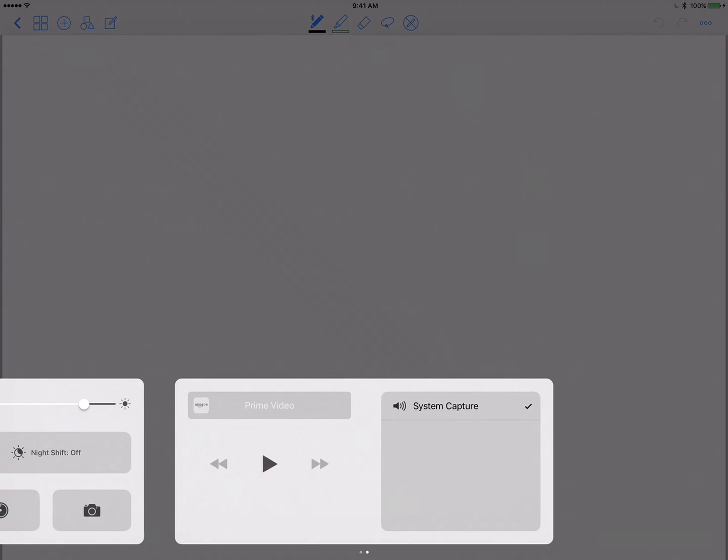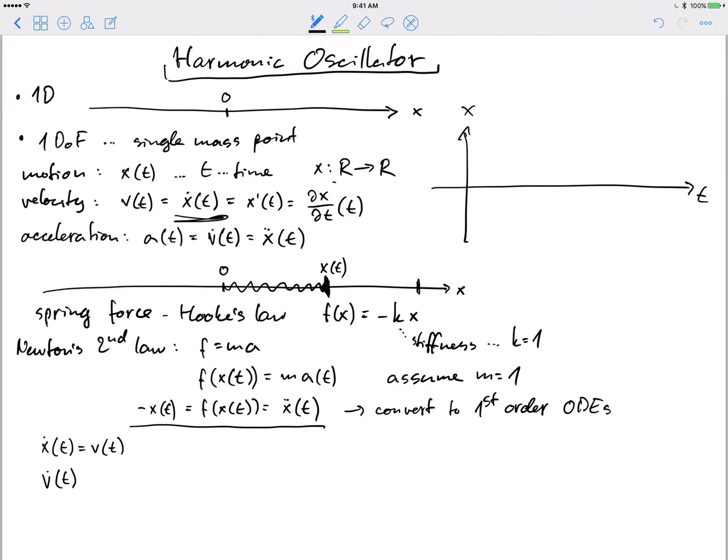equals the f of x t, okay, which in our case is just minus x of t. So now, previously, let me make this very clear, what we had here was a single differential equation of second order, okay? What we have here are two differential equations of first order, okay? Because there is only first order differentiation, only first derivative.